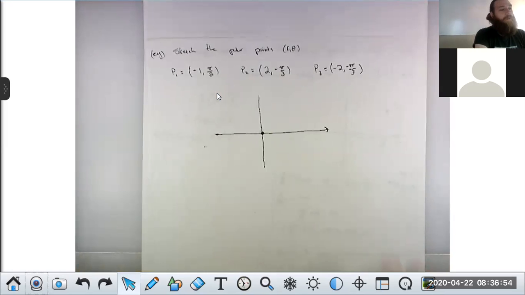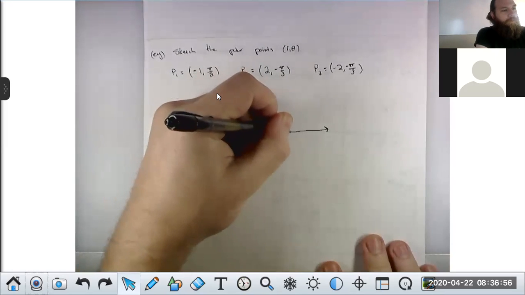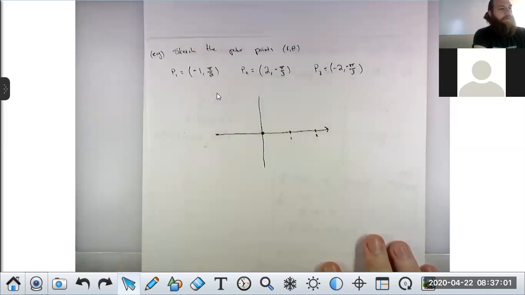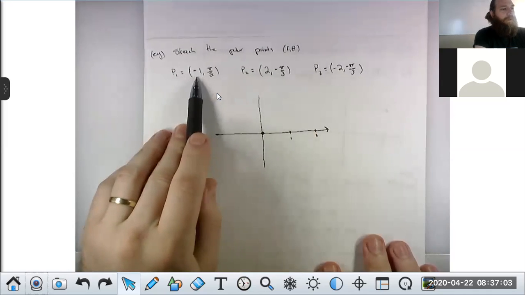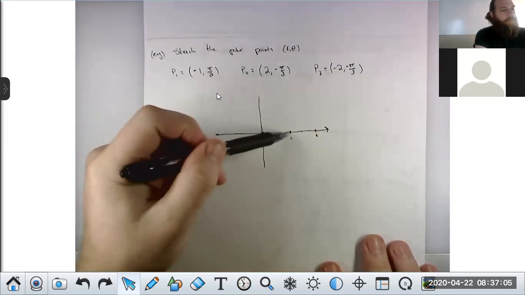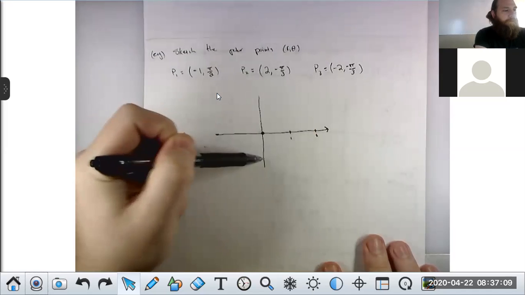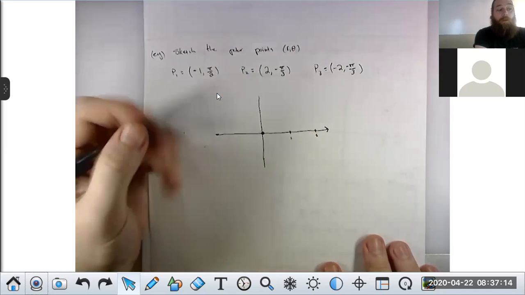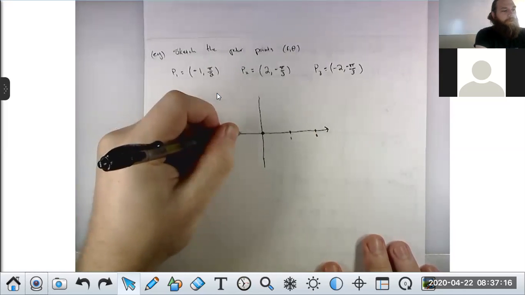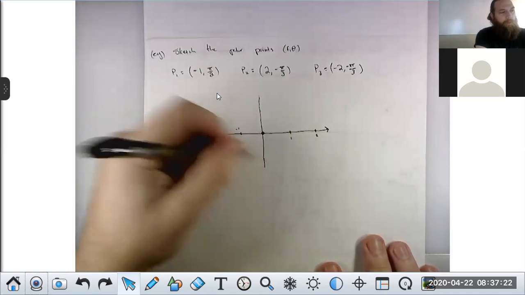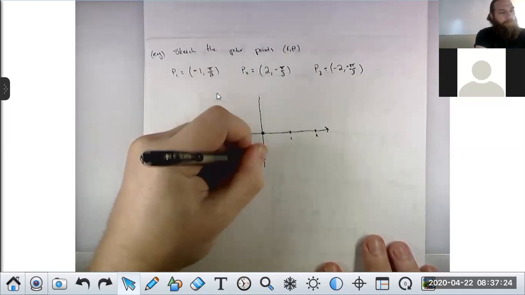If I mark this as 1 and this as 2 along my polar axis, then I could get to the point -1 comma pi over 2 by first going to the point +1 comma pi over 2, which is up here, and then reflecting through the origin. So I suspect that that point is over here. The other way to think about it is to go out in the negative direction along the polar axis and then rotate in the positive orientation by pi over 2. So yeah, P1 is down here.